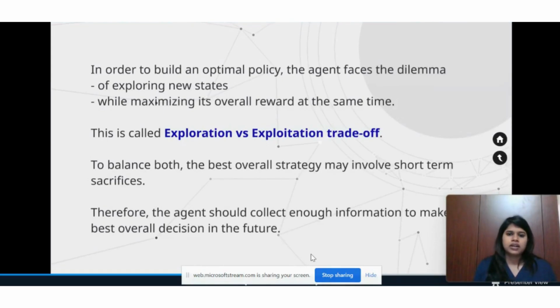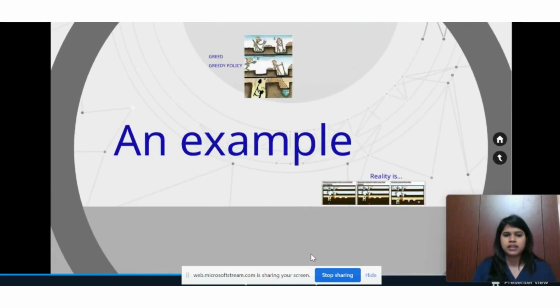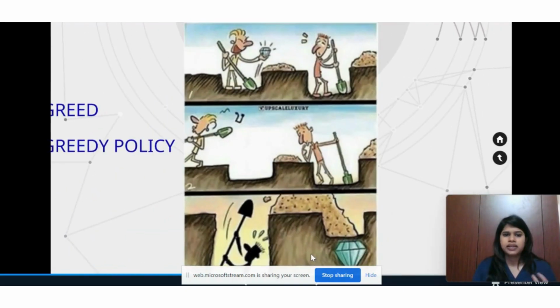this trade-off comes in. To get the best overall strategy, sometimes the agent has to sacrifice the short-term reward and focus on the long-term action. So this is what is called exploration and exploitation. To explain this in simple terms, I would give an example. Here, there are two people.